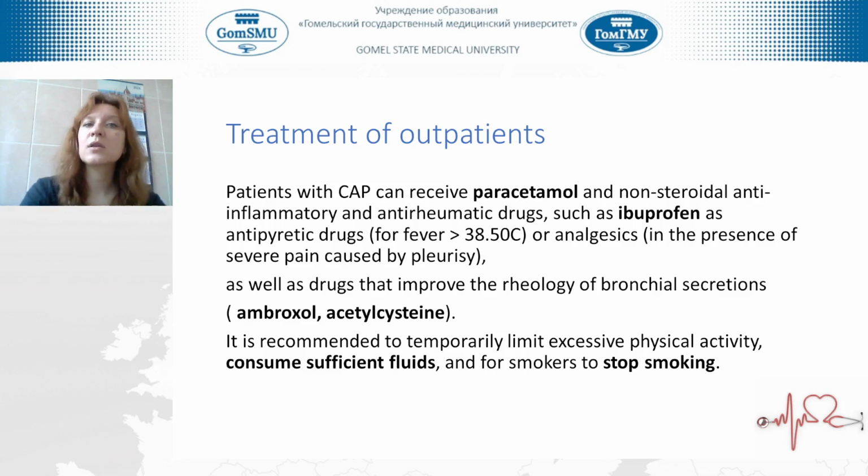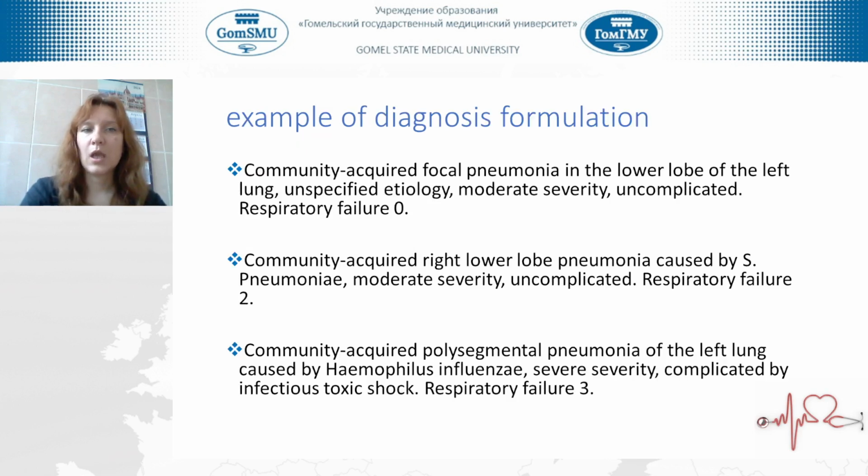A patient with CIP can be prescribed paracetamol and other NSAIDs, such as ibuprofen, as antipyretic drugs or analgesics. As drugs that can improve the rheology of bronchial secretion, you can prescribe ambroxol or acetylcysteine. And of course, if the patient is a smoker, you should advise the patient to stop smoking, temporarily limit excessive physical activity, and consume sufficient fluids. This is an example formulation of the diagnosis of pneumonia. It should start with the main words, community-acquired or nosocomial pneumonia, then localization by lobe or site, then etiology, then severity, complications, and the respiratory failure degree.